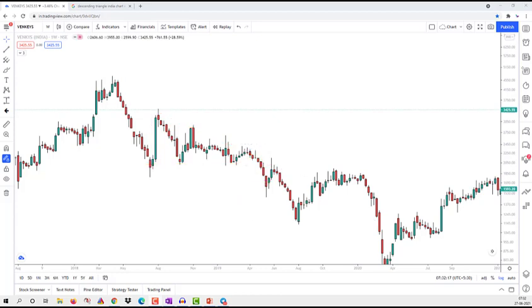We have covered both the ascending and descending triangle patterns. In the next video we will see how to trade with the symmetric triangle pattern.